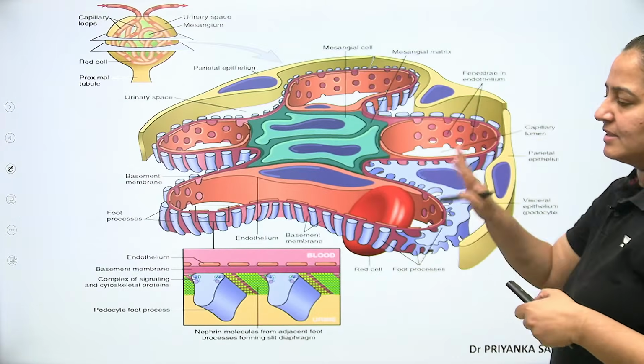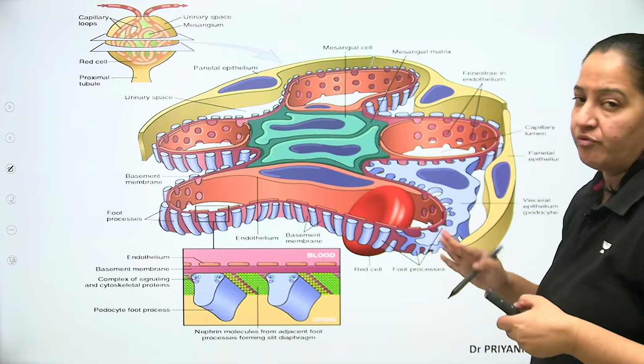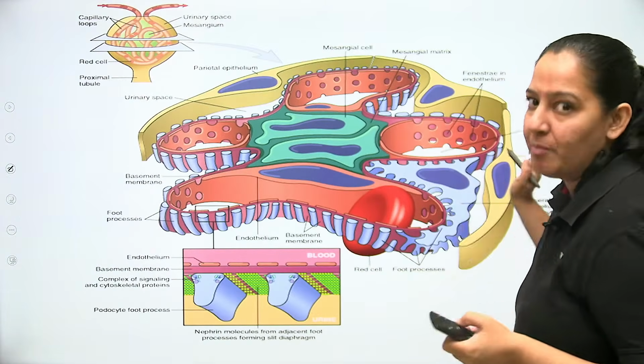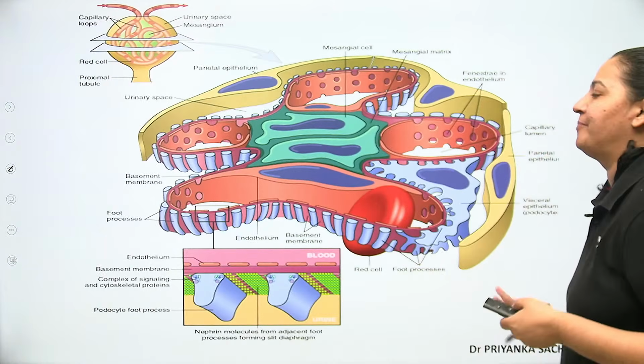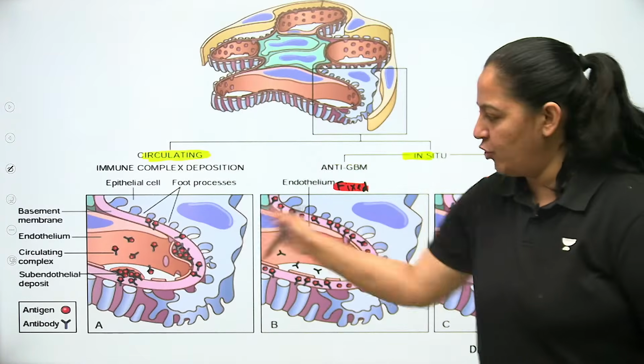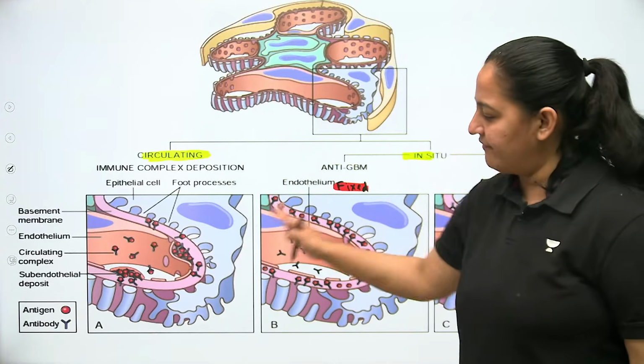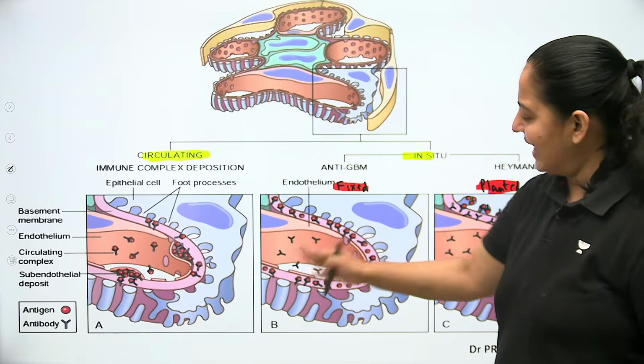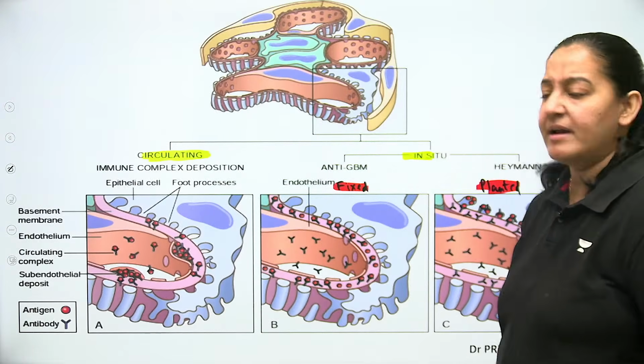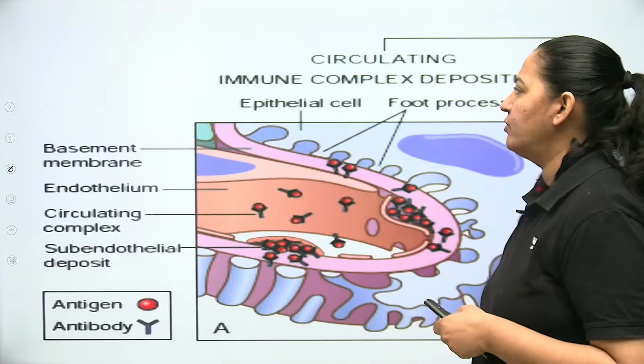So same thing. This is the diagram from Robbins. Now I will show you, which I have simplified for you, forming 3 diagrams, right? Robbins has not given 3 diagrams. Robbins has directly given the filtration barrier. Now you can understand the 3 mechanisms in the filtration barrier. One by one, I will be explaining the same.